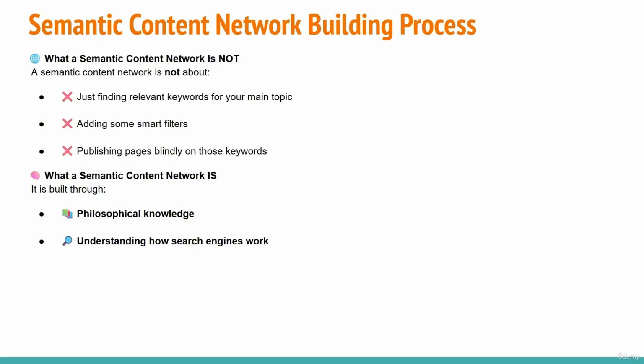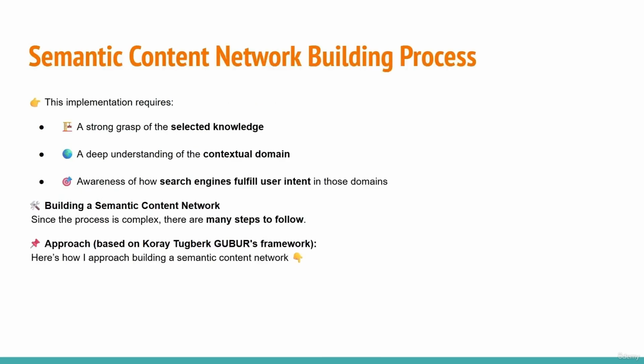A semantic content network is not about finding relevant keywords, adding smart filters to your topic, and blindly publishing pages on those keywords. A semantic content network is built through philosophical knowledge. Understanding how a semantic content network works, its building process, and its implementation requires that you have a strong grasp of your niche, a deep understanding of the context domain, and awareness of how search engines fulfill user intent. The process is complex and requires following many steps.